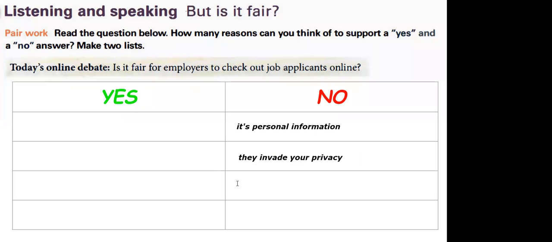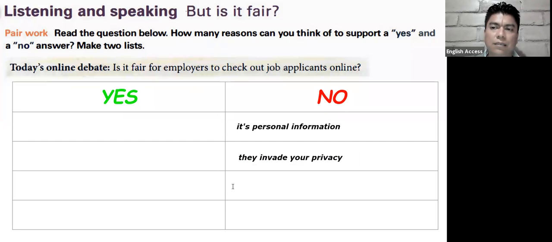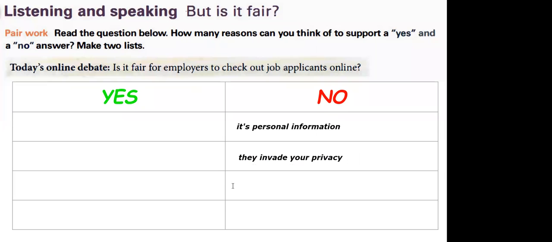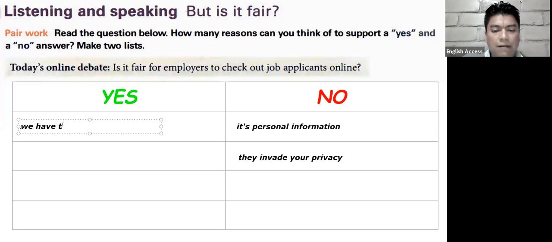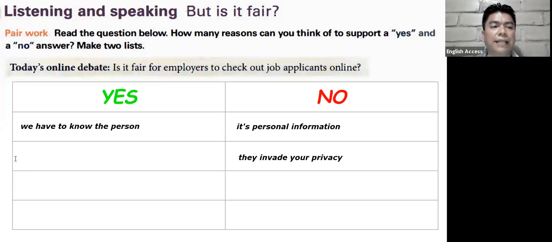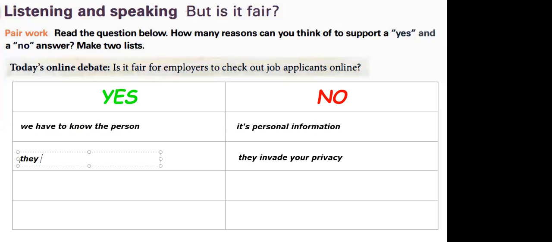Sorry, one more time, please, I didn't understand. Well, if we think as the company, they will say yes, because we have to know the person that is going to work with us. Is there another reason? They can see who you are. Yes, I suppose. Yes or no? Yes.